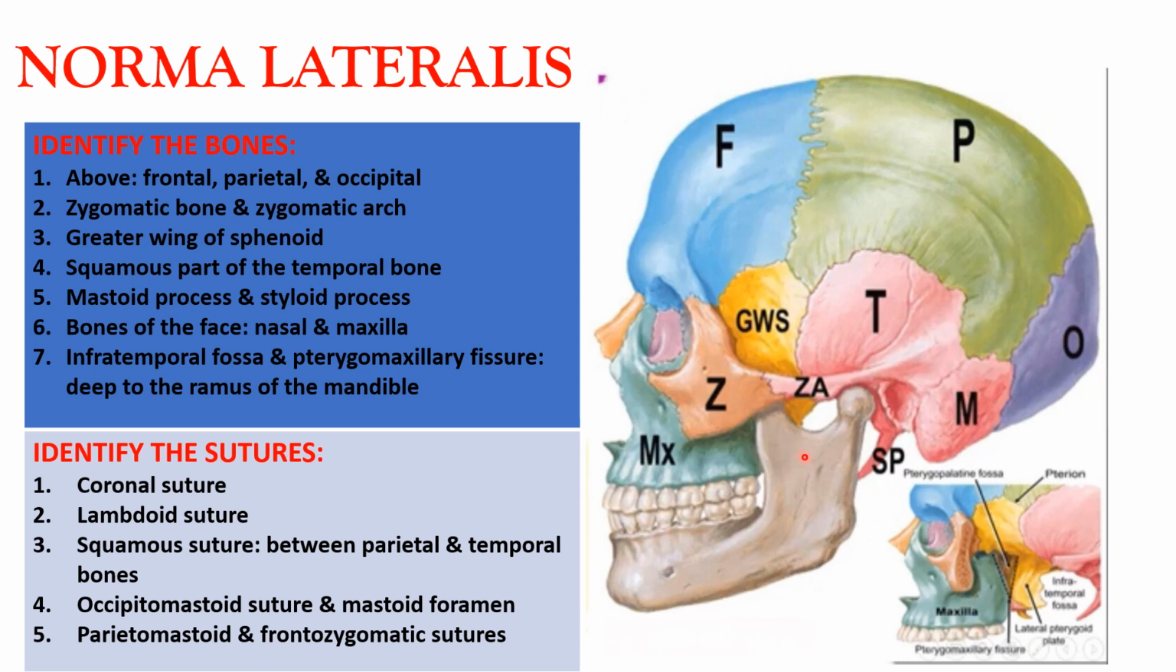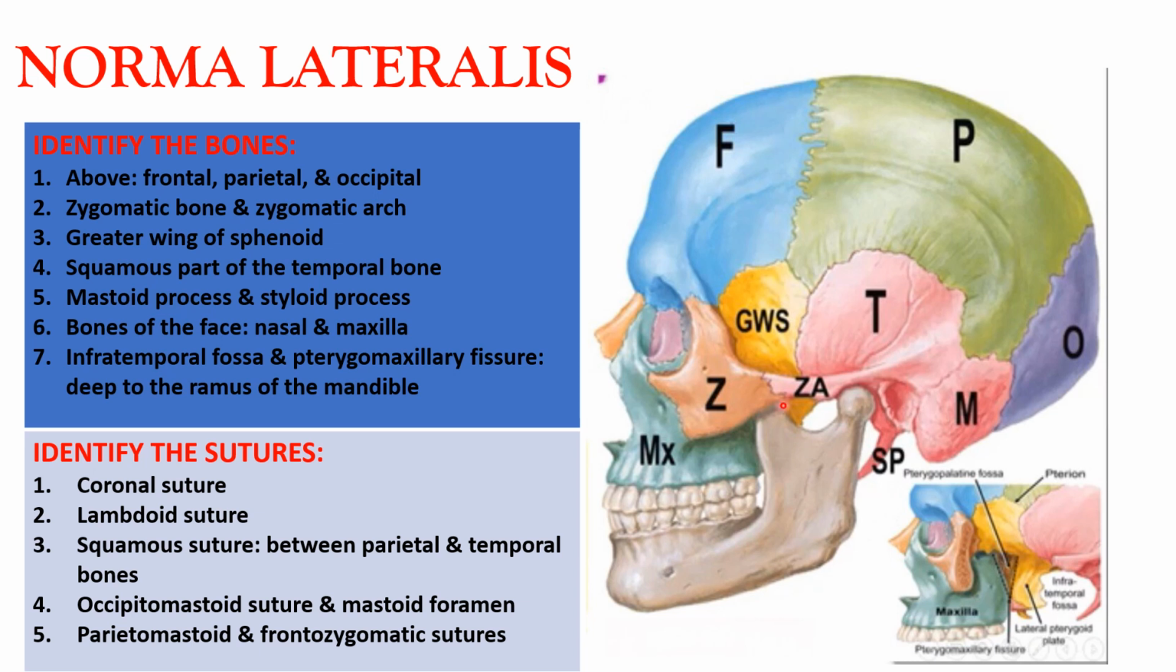If you take away the ramus of the mandible, deep within it you have an infratemporal fossa. All right, so this is the infratemporal fossa. Then we also have another fossa called the pterygopalatine fossa. This is it, the pterygopalatine fossa. And then lastly, we have a fissure, the pterygomaxillary fissure. This is the fissure. All right, so all these structures are buried deep within the ramus of the mandible. So if you take away the ramus of the mandible, again you have an infratemporal fossa, then you have a pterygopalatine fossa here, and then a fissure which is called the pterygomaxillary fissure.